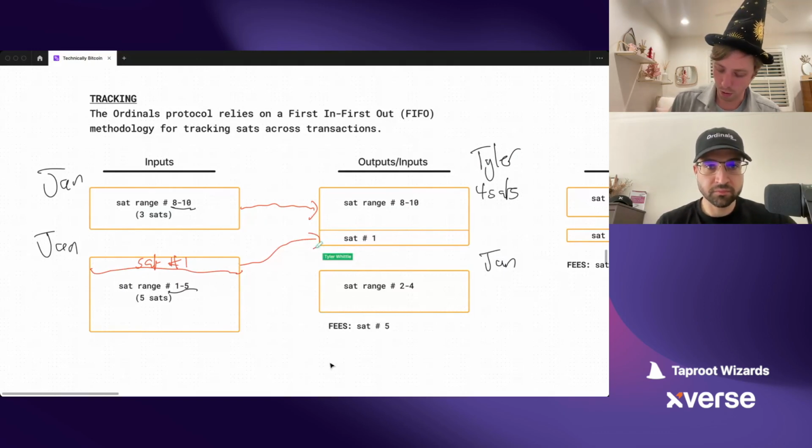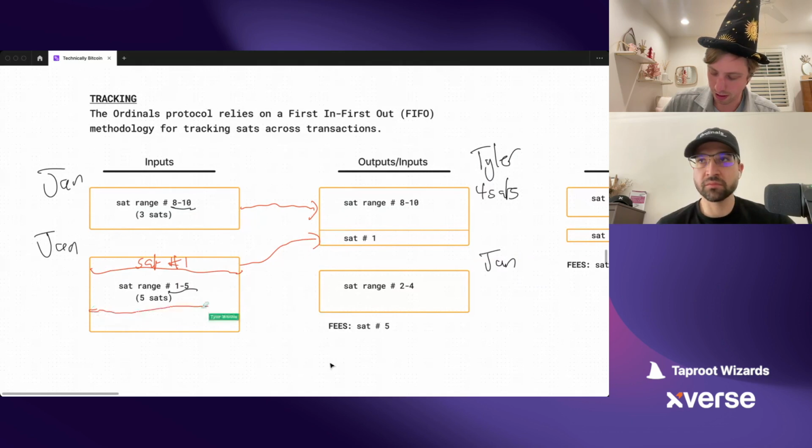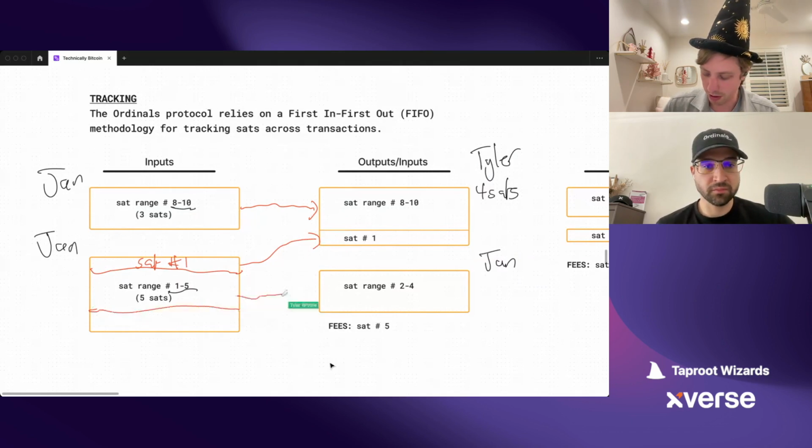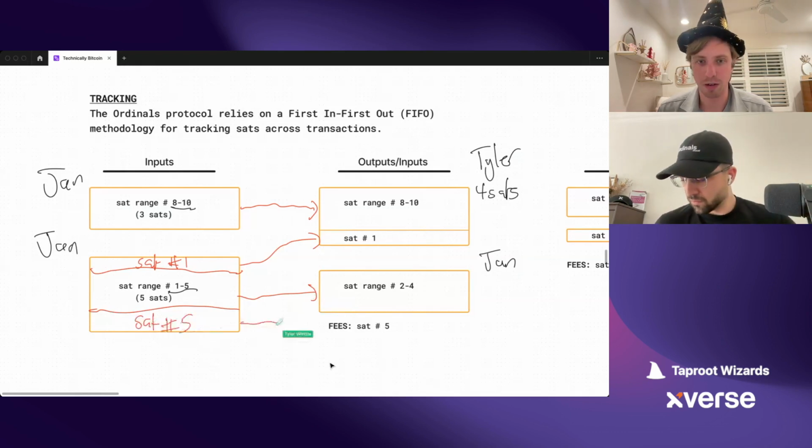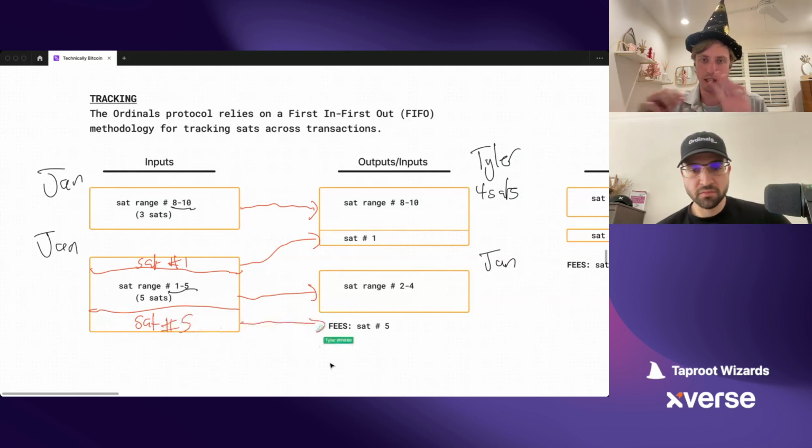Now, for the middle 3 of Jan's here, he's going to say, okay, I want to send those back to myself. And so now he's going to own sat range 2 through 4 in this new output. And then finally, down here, what is now going to be very clearly sat number 5 is going to go off to miners for fees. And so this is the first in, first out methodology that's used to track across ordinals.